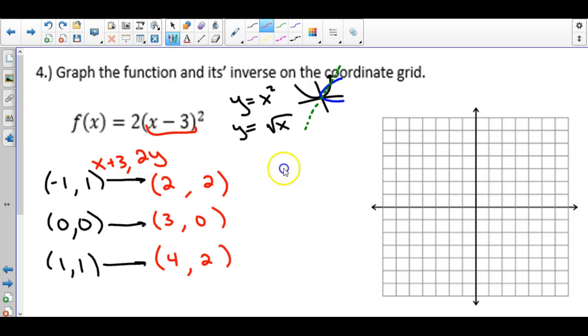So we'll take a look at what those points will be, and I'll stay with the same colors here. So I have (2, 2), and then there's (3, 0), and (4, 2). So notice that I have my parabola being kind of stretched out, and that's because of that dilation.